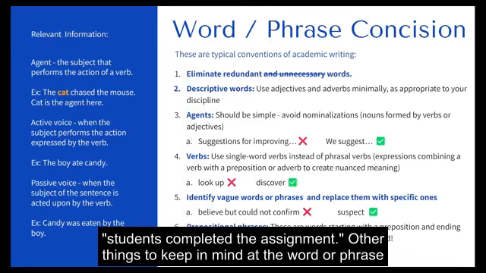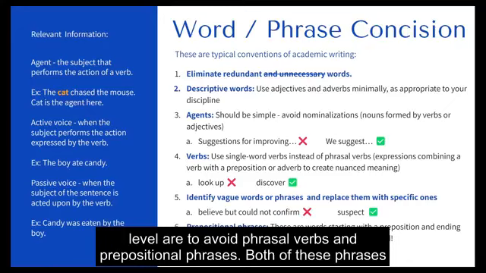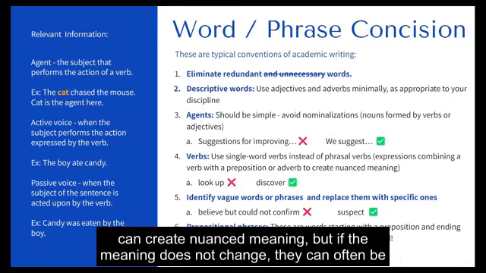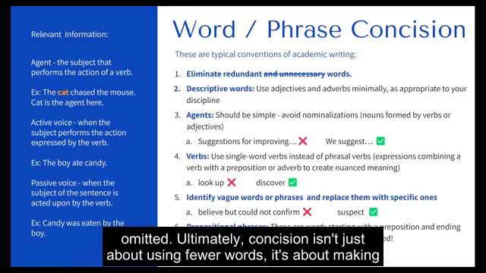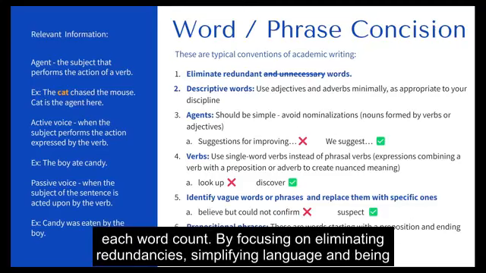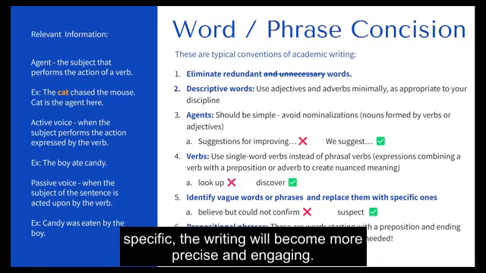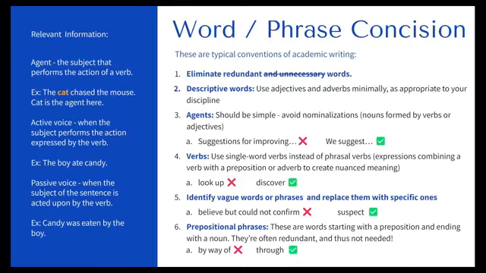Other things to keep in mind at the word or phrase level are to avoid phrasal verbs and prepositional phrases. Both of these can create nuanced meaning, but if the meaning does not change, they can often be omitted. Ultimately, concision isn't just about using fewer words. It's about making each word count. By focusing on eliminating redundancies, simplifying language, and being specific, the writing will become more precise and engaging.